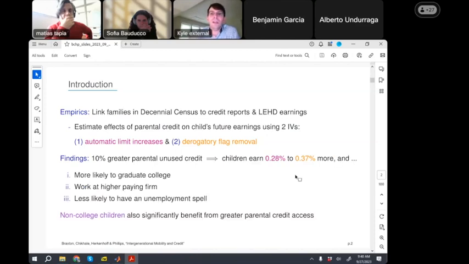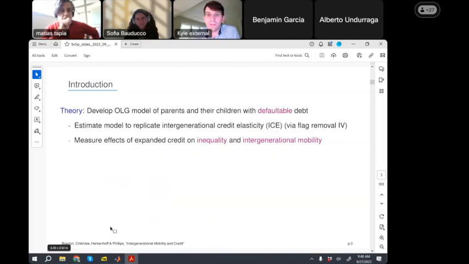We find that the children are more likely to graduate from college, which shouldn't be surprising given existing studies, actually some even in Chile with very nice RDs. They work at higher paying firms, and they're less likely to have an unemployment spell. What differs between our work and even any of the international data sets is we find that the non-college children also benefit significantly from the greater parental credit access. So we're going to go through this and suggest some mechanisms, but we're still in the process of digging more in that area to pinpoint what exactly matters for these kids that don't go to college.